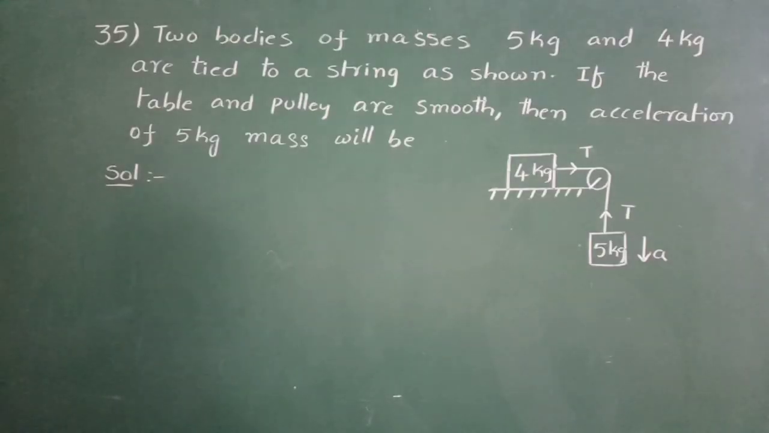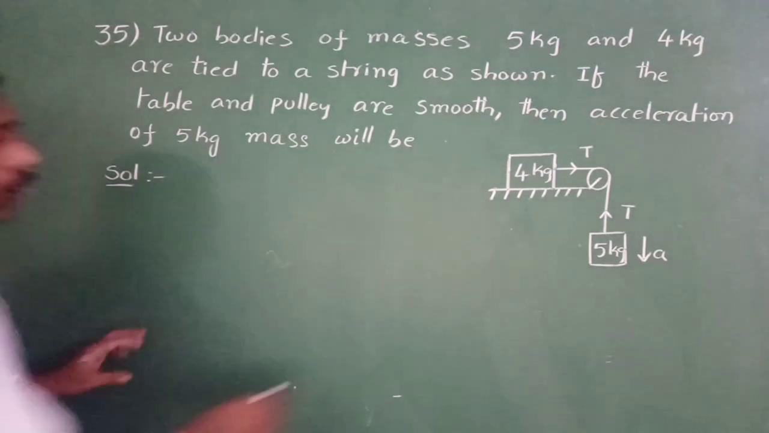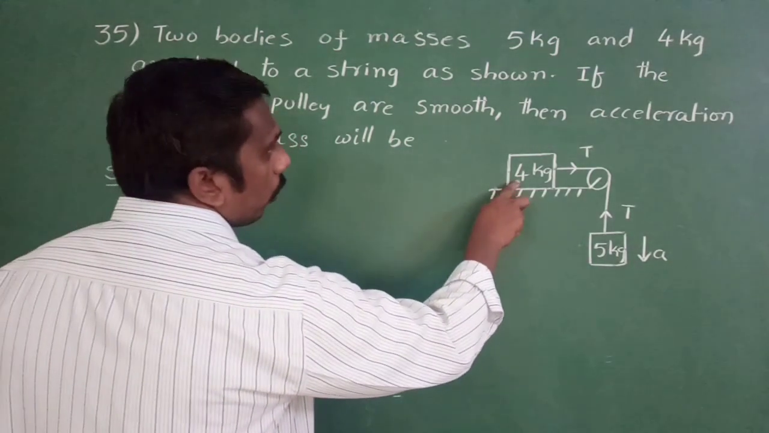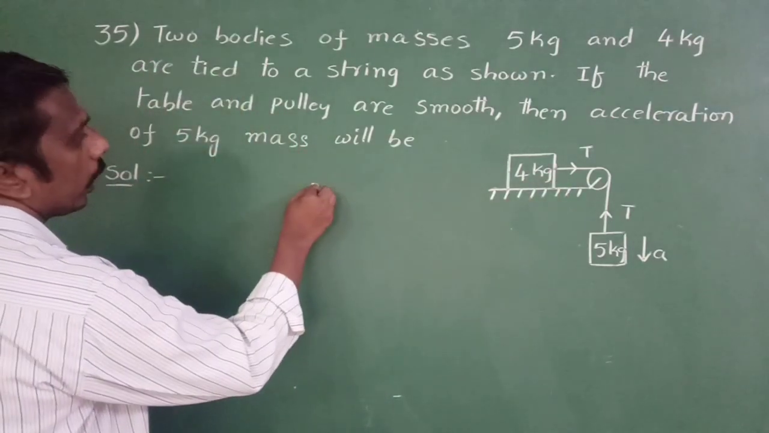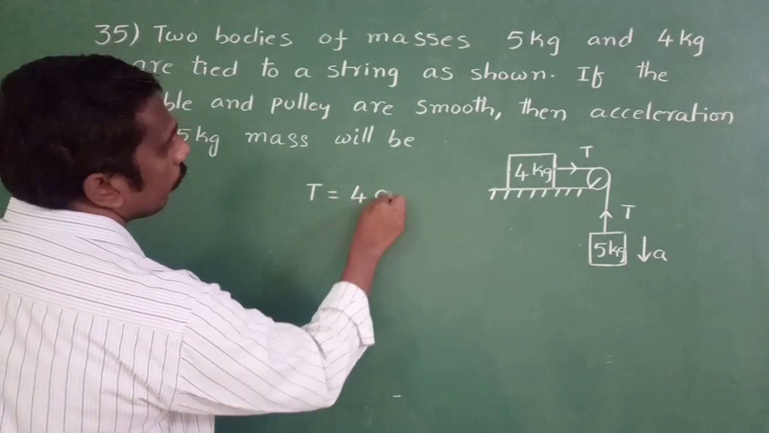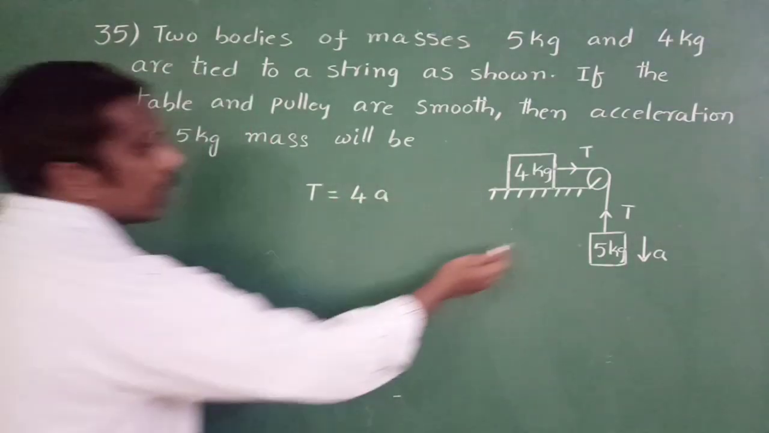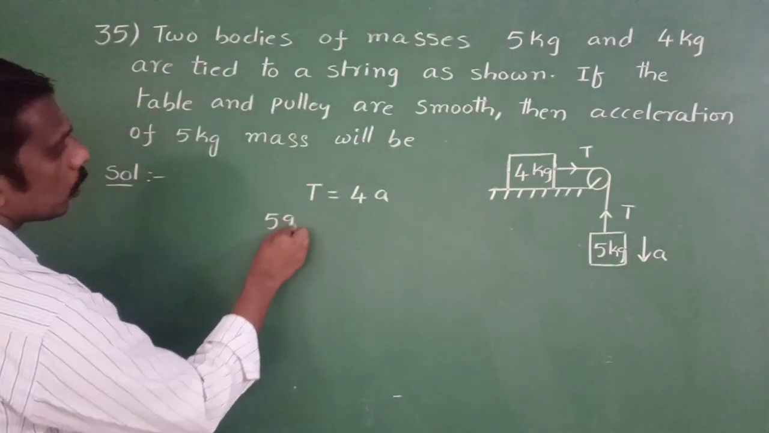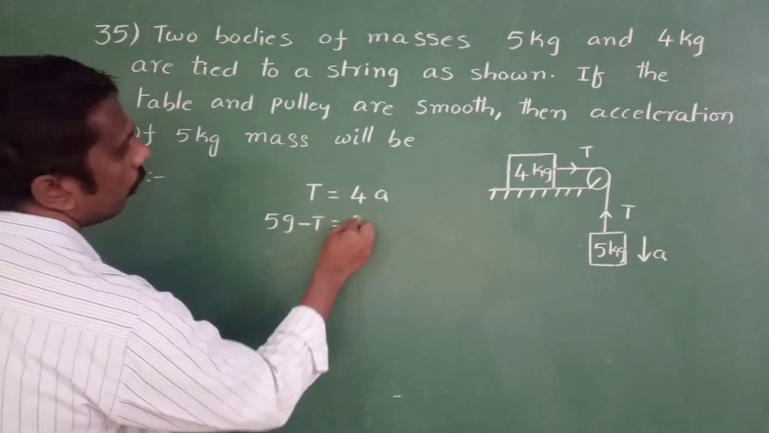Next problem, 35. Two bodies of masses 5 kg and 4 kg are tied to a string. If the table and pulley are smooth, then the acceleration of the 5 kg mass will be. Here we have to calculate the acceleration of the 5 kg block. On the 4 kg block, only tension is acting. Then we can write the equation T is equal to 4A. On this one, tension is acting upward, weight is acting downward. Its weight is greater, so 5g minus T is equal to 5A.